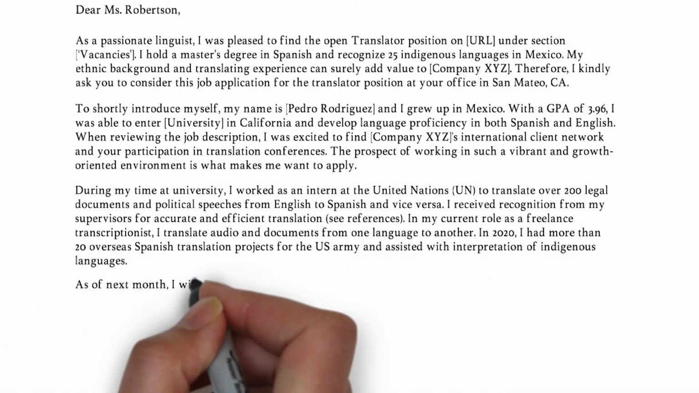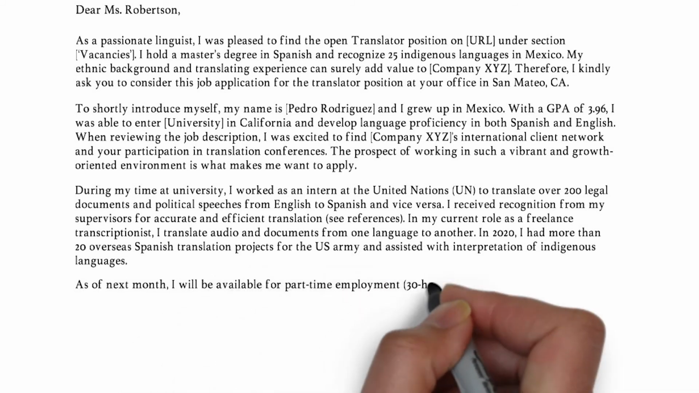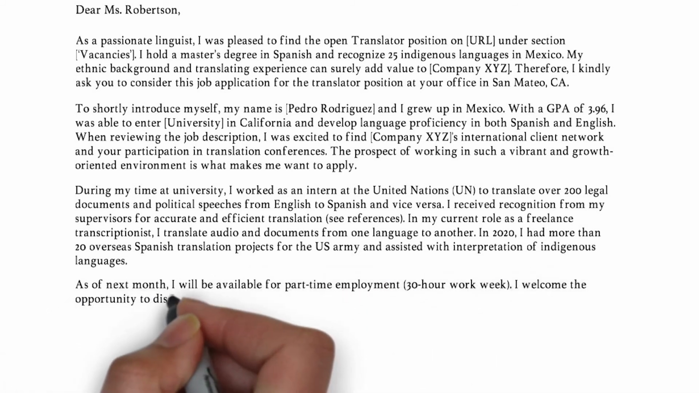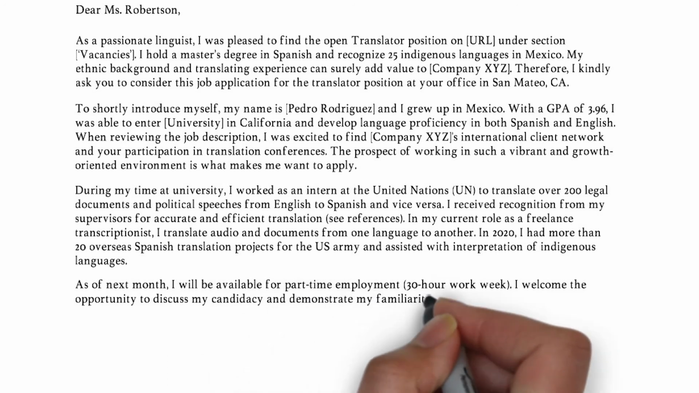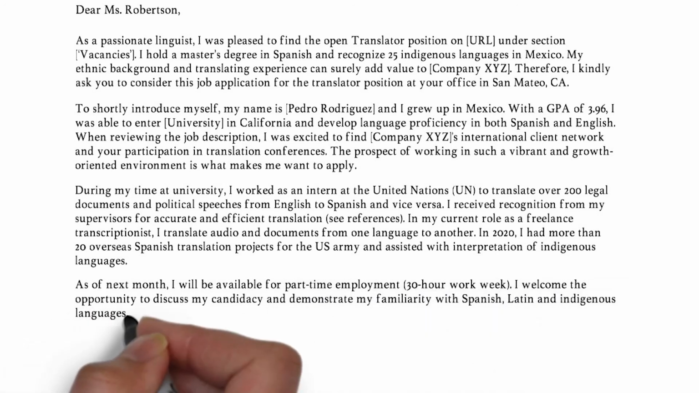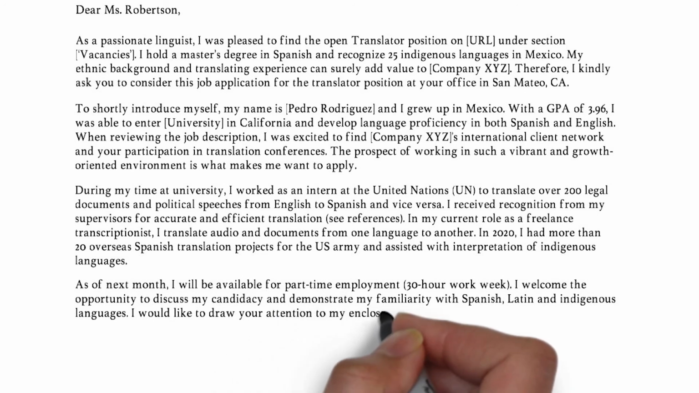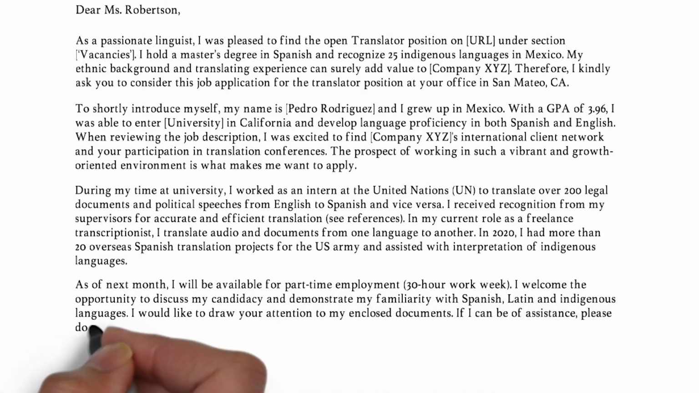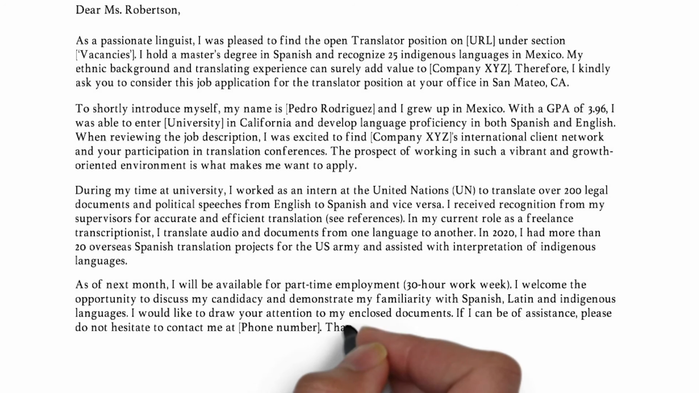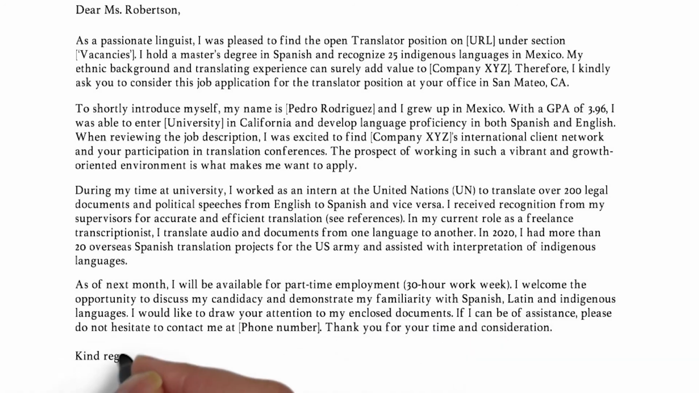In the last paragraph, you can inform the reader about your availability. After that, you can initiate an interview by mentioning your interest to further discuss your candidacy and the topic of relevance. Refer to your attached references and resume, and include your phone number so they can easily reach out to you. Now don't forget to thank the reader for taking their time to review your cover letter, and close in a compelling way. So kind or best regards, followed by your name and surname.